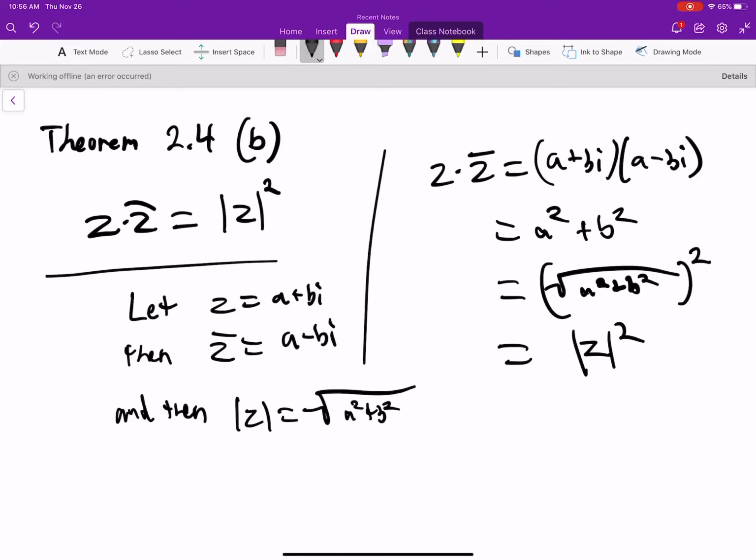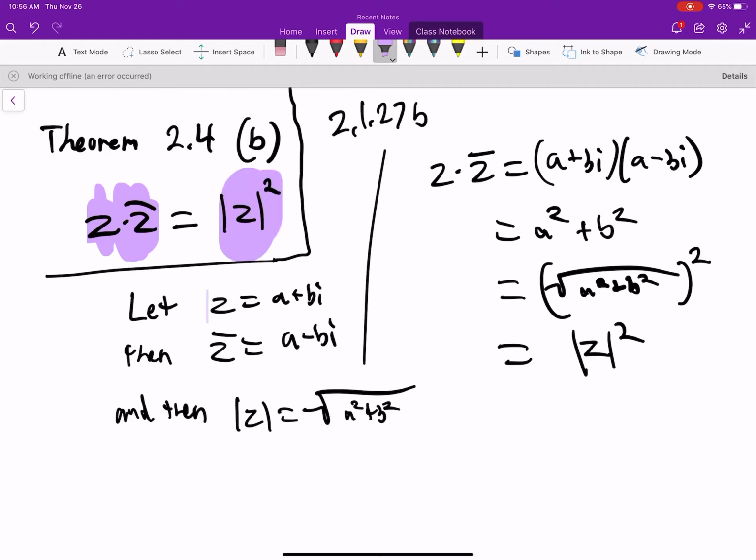We're going over theorem 2.4b, and this is actually 2.1.27b. Okay, so the first thing that we need to know is we are proving this right here, which is 2.4b, and so I'm looking here, z times z bar should be equal to the magnitude of z squared.